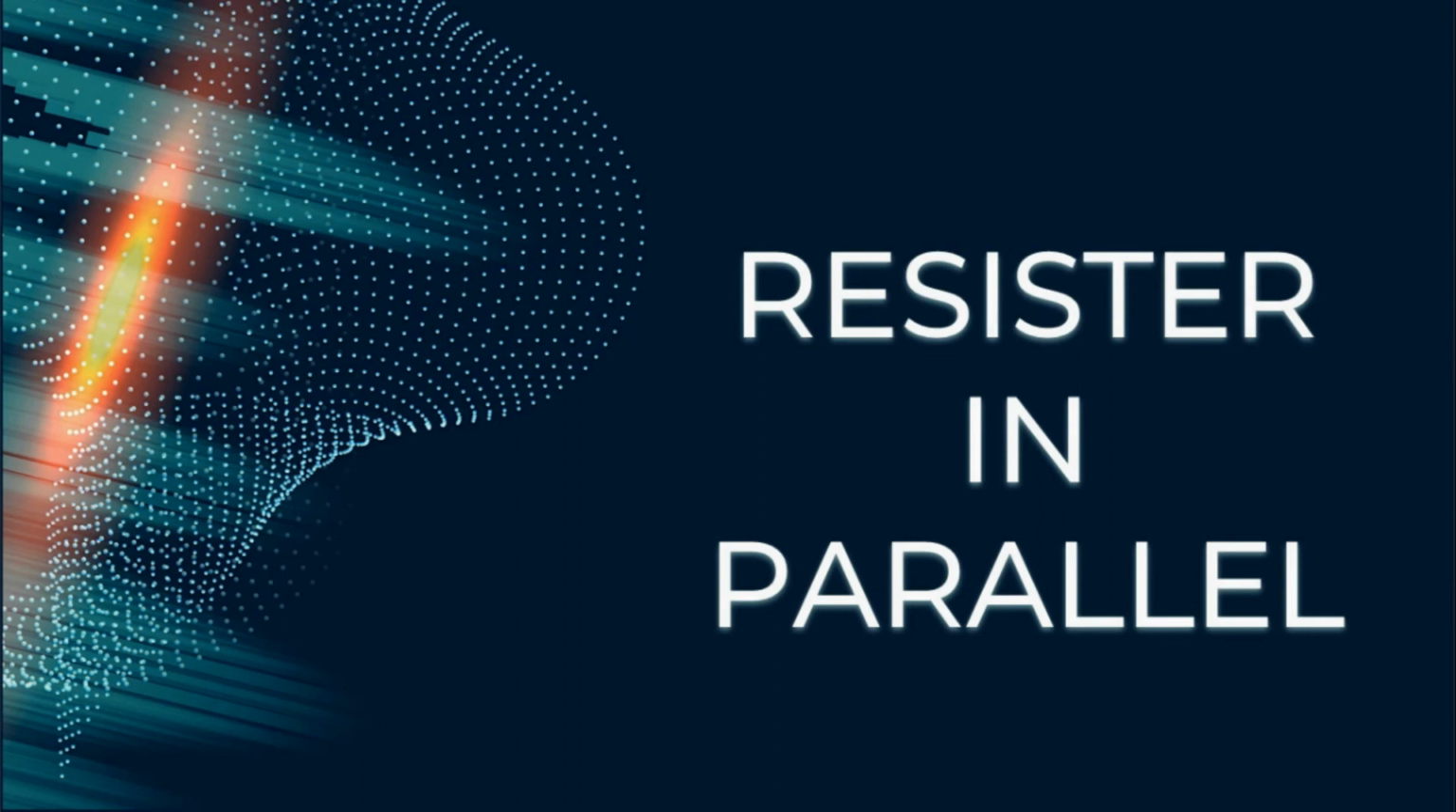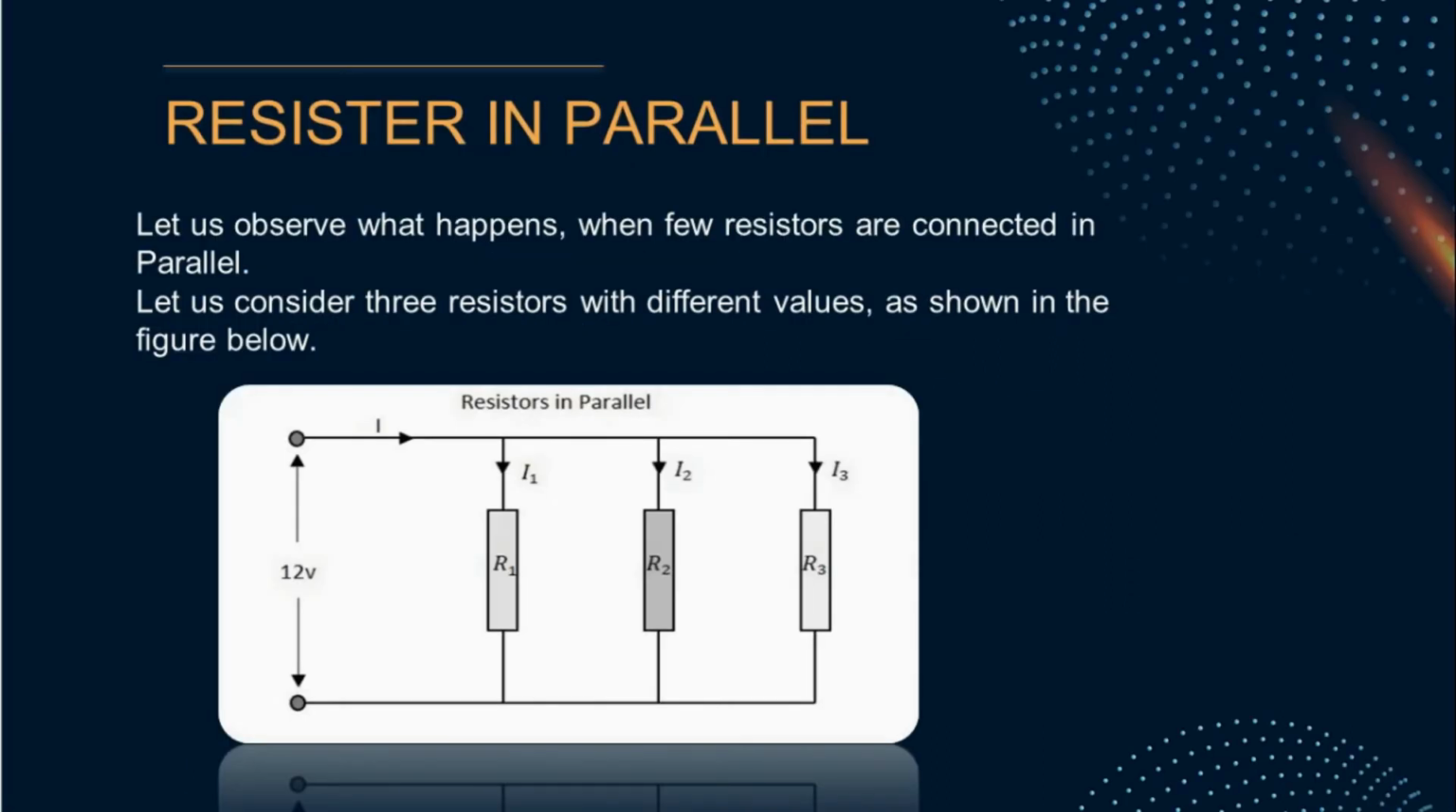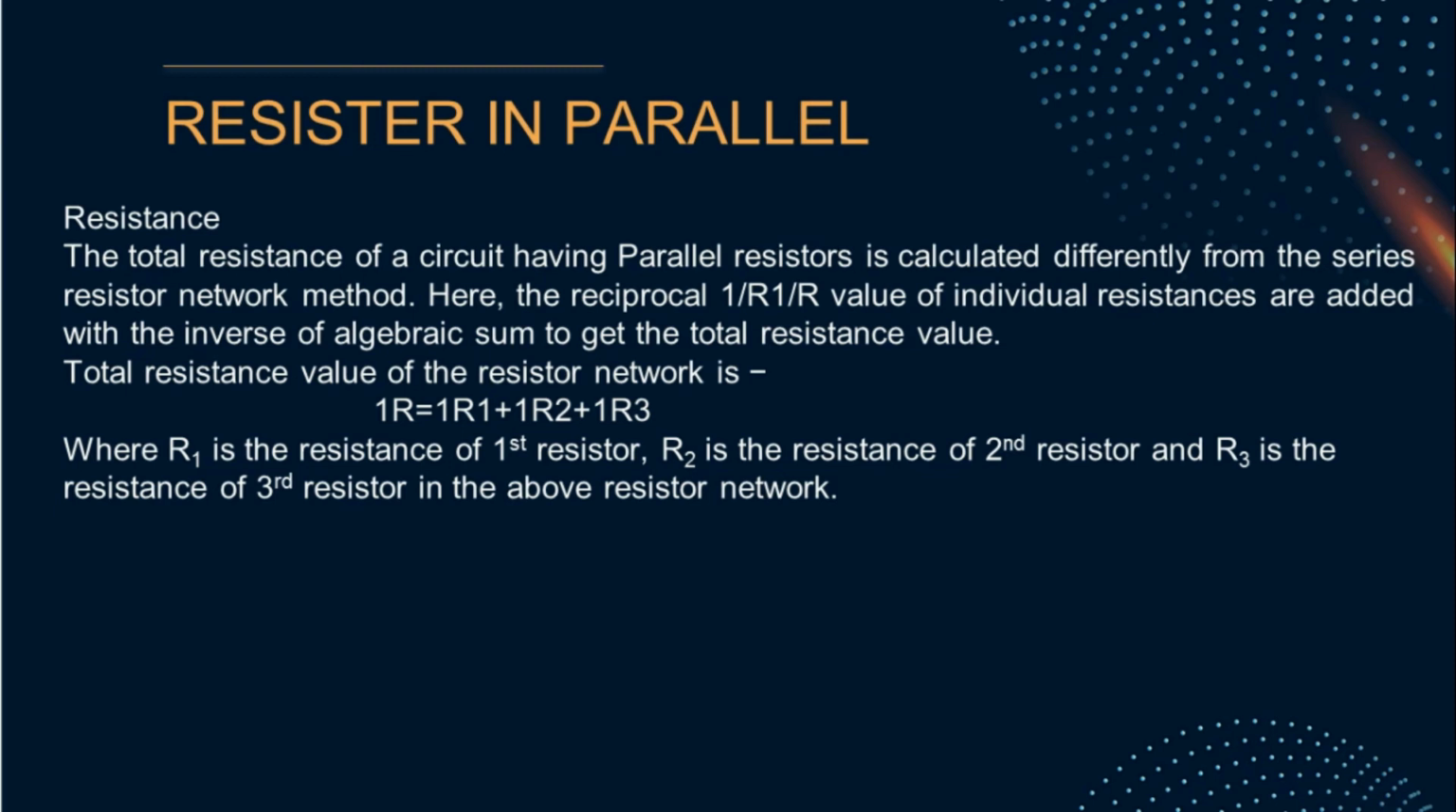Resistor in parallel. Let us observe what happens when a few resistors are connected in parallel. Let us consider three resistors with different values as shown in the figure below. Resistance. The total resistance of a circuit having parallel resistors is calculated differently from the series resistor network method. Here the reciprocal values of the individual resistances are added, and the inverse of the algebraic sum gives the total resistance value.